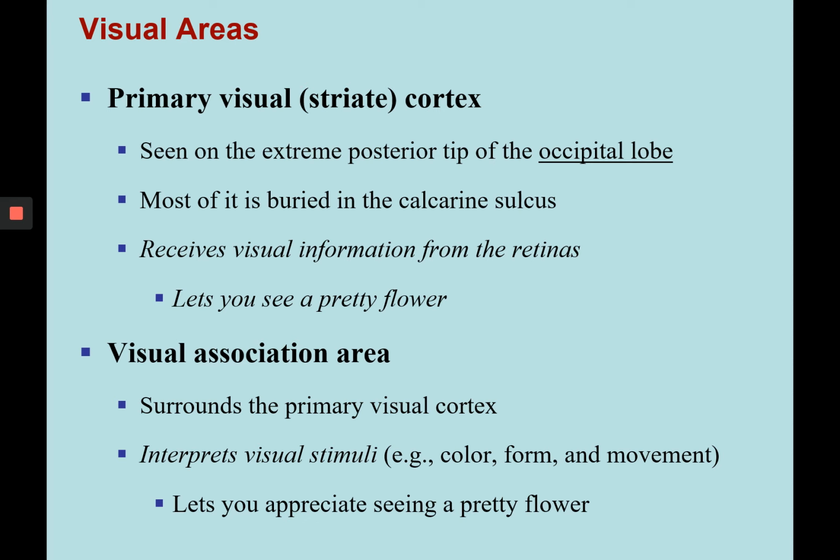area. Before, you may have just registered there is something in front of me, the light is hitting the thing in front of me, that information is getting sent to my retina, and then your primary visual cortex would say, hey, this person is viewing something. But knowing that what you're seeing is a flower and that it's pretty is all because of the visual association area and that integration that allows us to interpret visual stimuli.